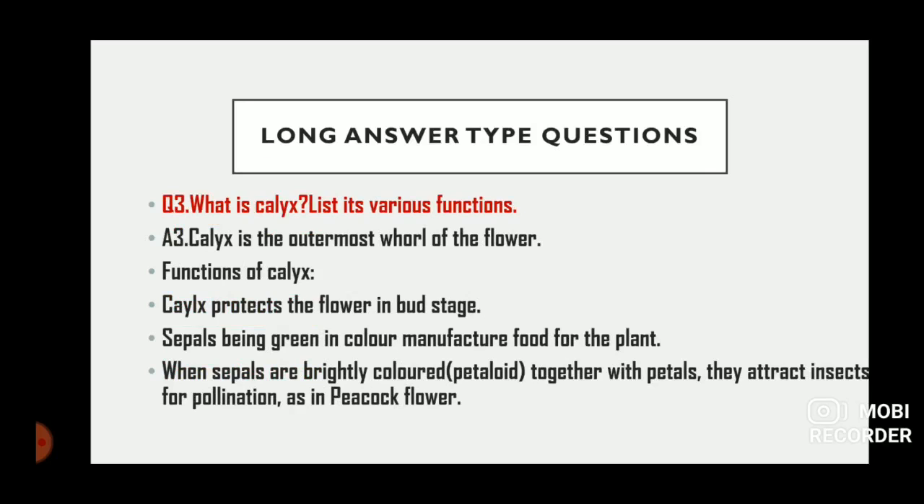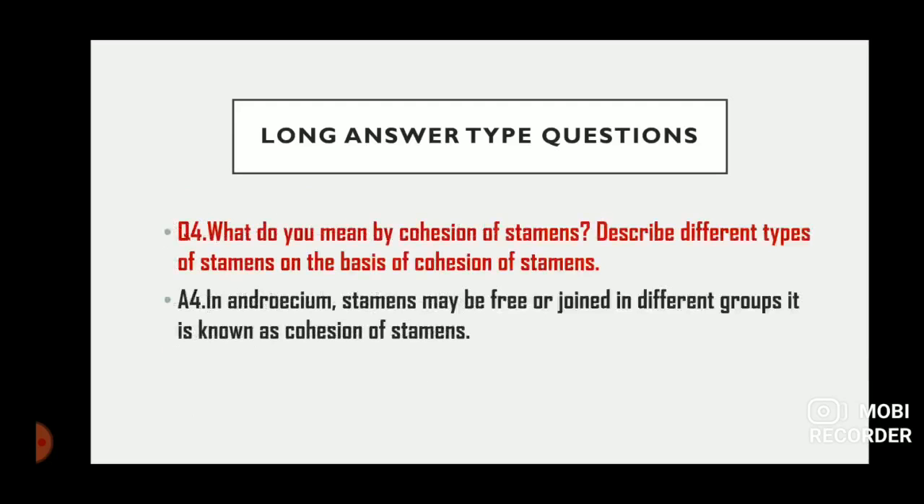Functions of calyx: calyx protects the flower in bud stage. Sepals, being green in color, manufacture food for the plant. When sepals are brightly colored, that is petaloid, together with petals, they attract insects for pollination, as in peacock flower. Question number 4. What do you mean by cohesion of stamens? Describe different types of stamens on the basis of cohesion of stamens.